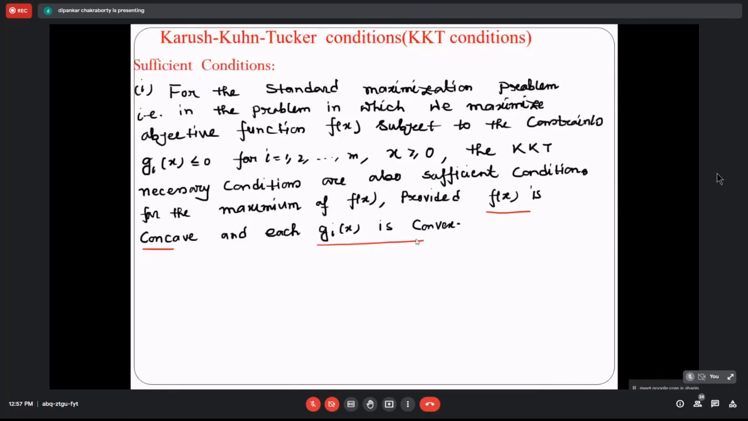Now, if I ask you one question, very interesting thing. Suppose that we have applied KKT conditions for a maximization problem. Suppose that it is not satisfying these conditions. Suppose that the function f(x) is not concave or the constraints are not convex. If such a scenario happened, then what do you think? What is going to happen with the stationary point? What is your idea?